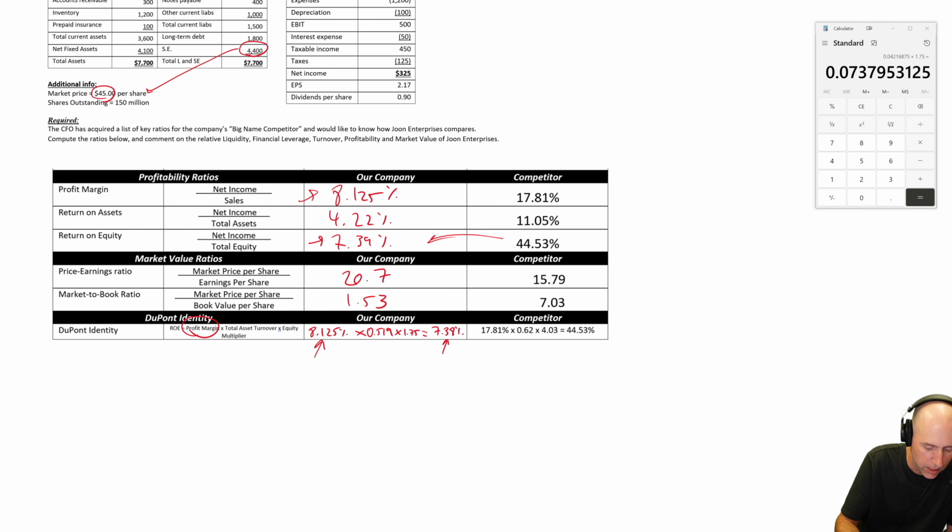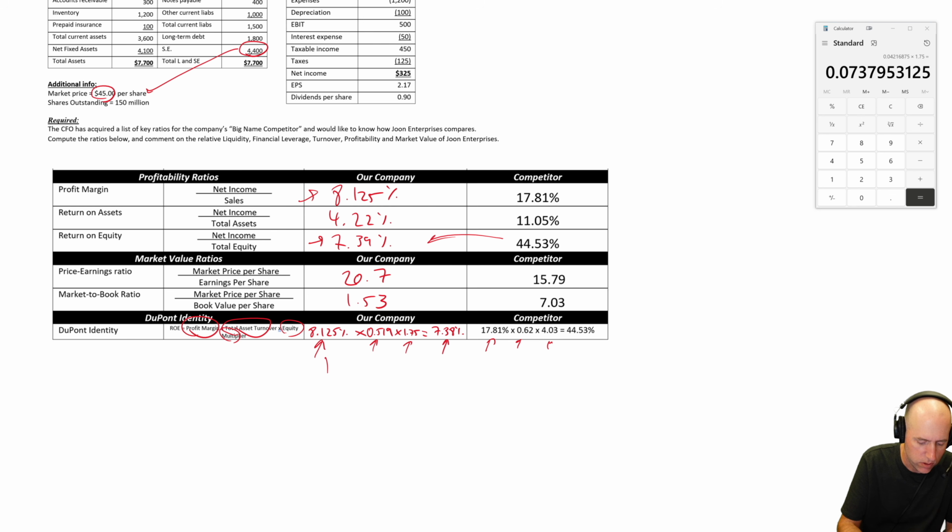Our profit margin, 8%. Competitor's profit margin, 17%. So that's one reason their ROE is higher. Their profit margin's way higher. Asset turnover, 0.5 versus 0.6, not that different. But then equity multiplier, way different. Ours is 1.75, theirs is 4.03, double ours. So there are two reasons that we're doing worse than our competitor.